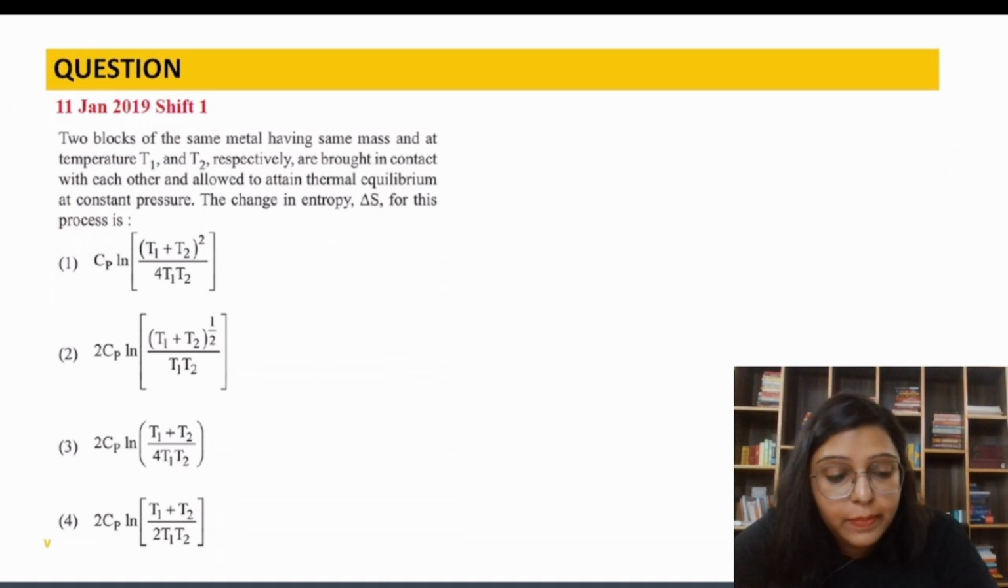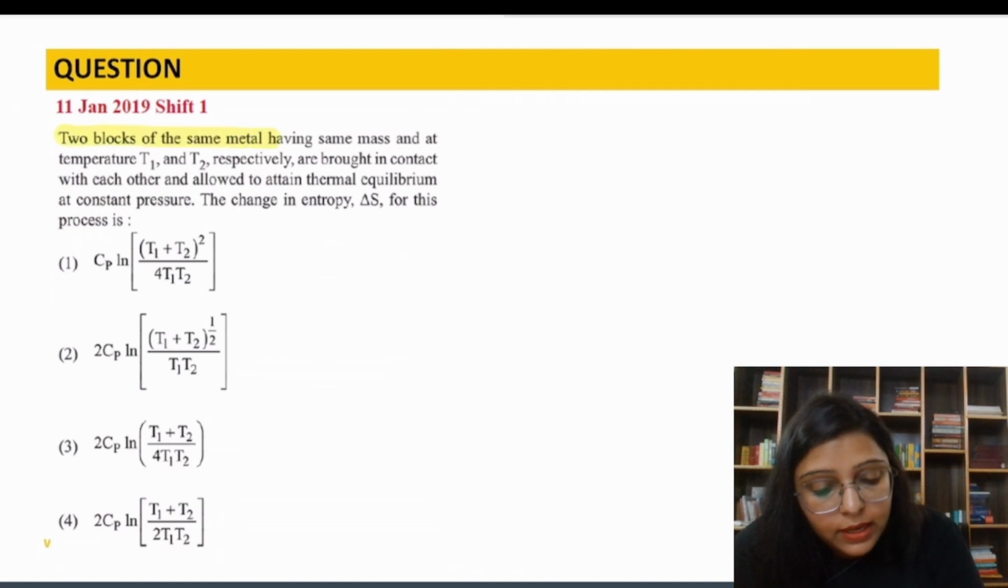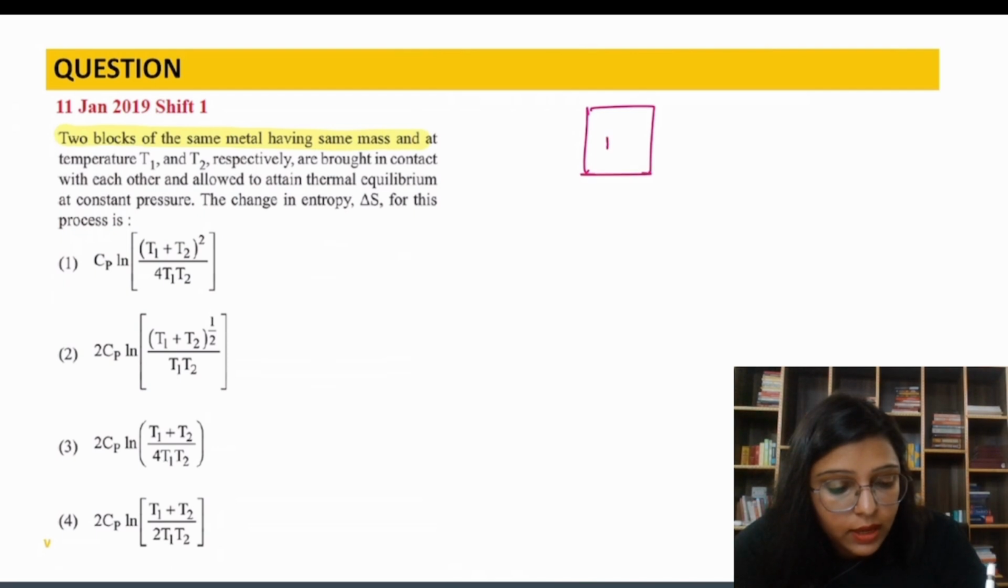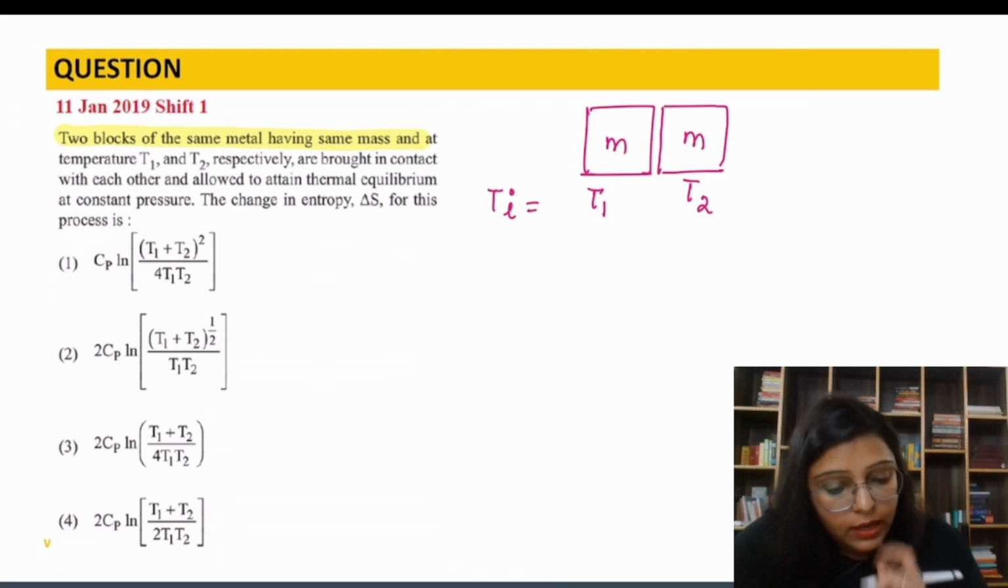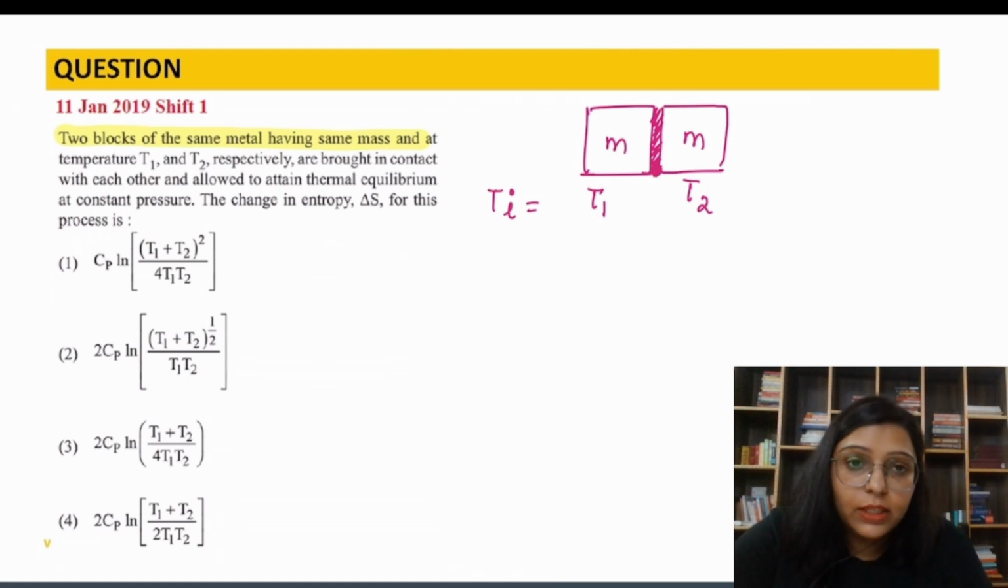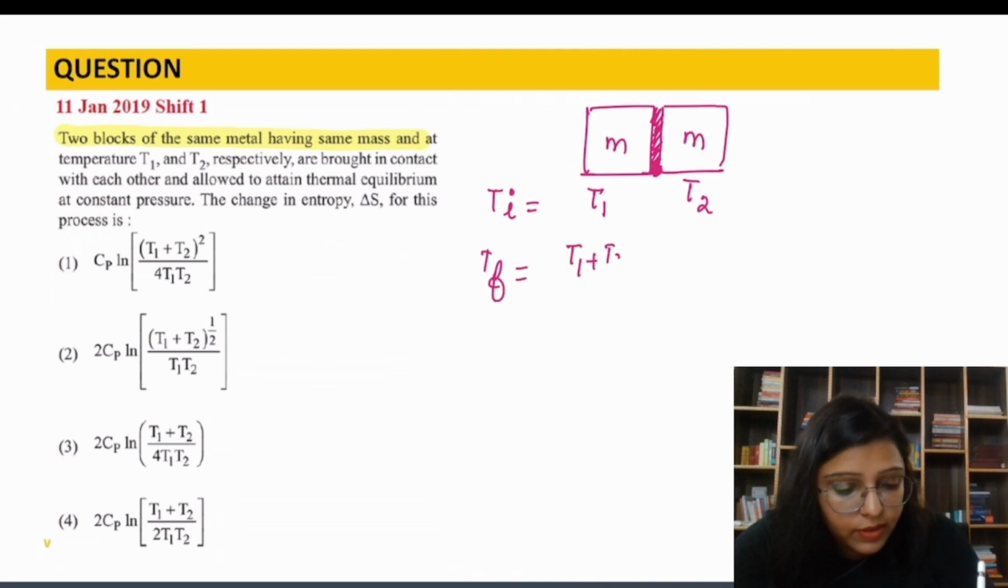Two blocks of the same metal, having the same mass. So we have two blocks, same mass m, and another block of mass m. The initial temperature of one is T1 and the initial temperature of the other is T2. Now, when they are brought in contact with each other and allowed to attain thermal equilibrium, what happens? After thermal equilibrium, TF, the final temperature, is equal to T1 plus T2 divided by 2.